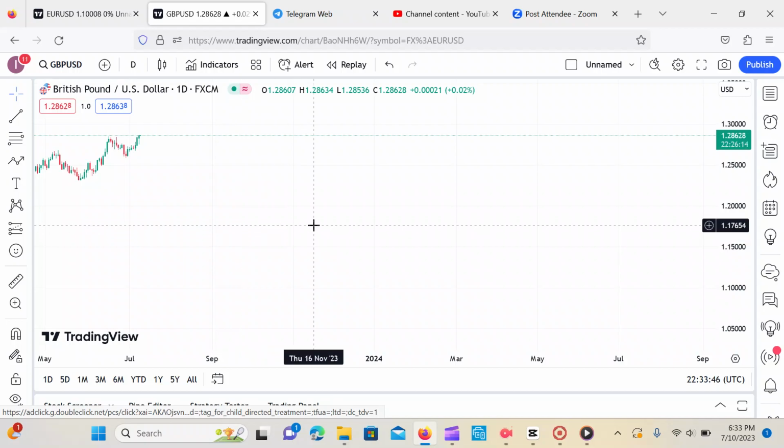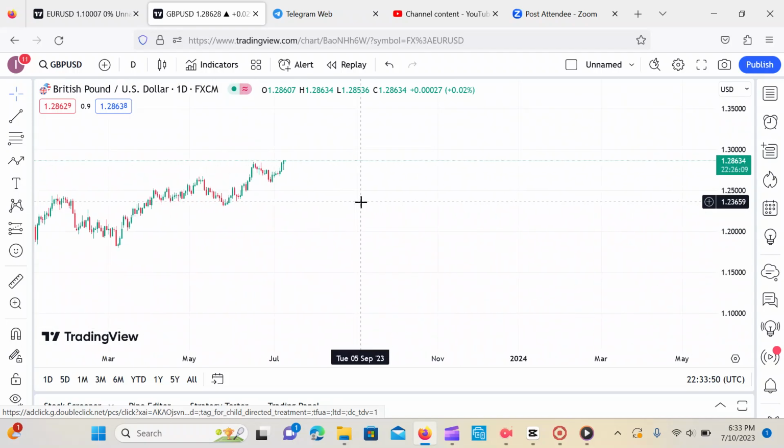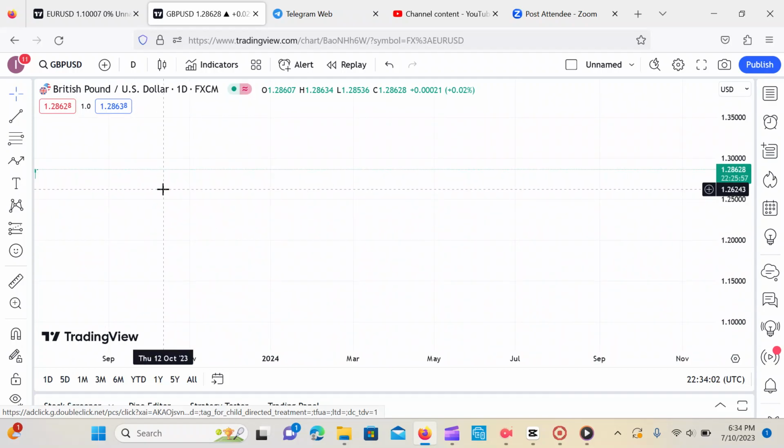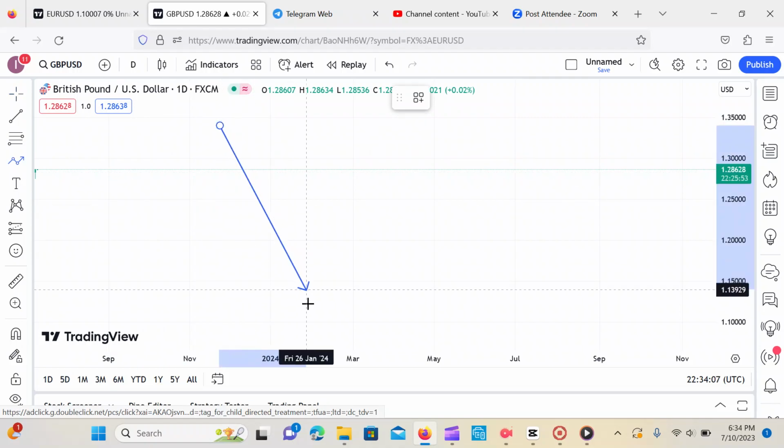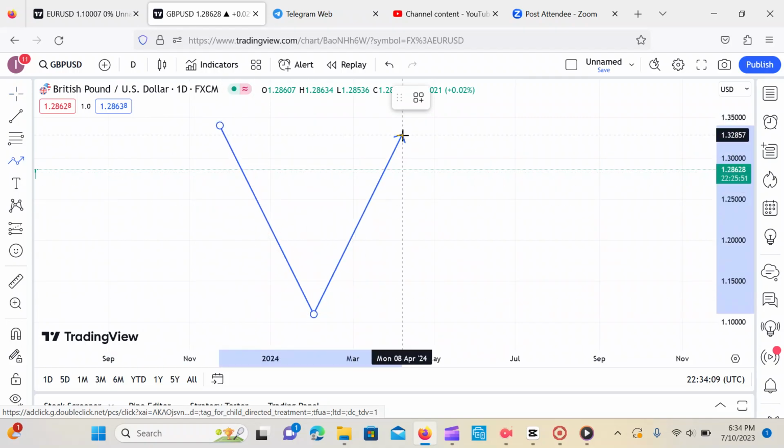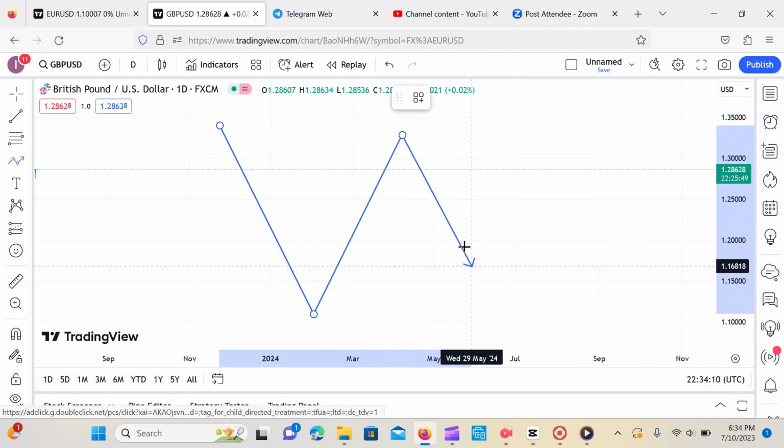I'm going to be talking about order block, break of structure, and change of character. Those are what I'm going to be talking about at the moment. So let's start. We all understand that price always moves in three directions: either a downward trend, or an upward movement, or consolidation.